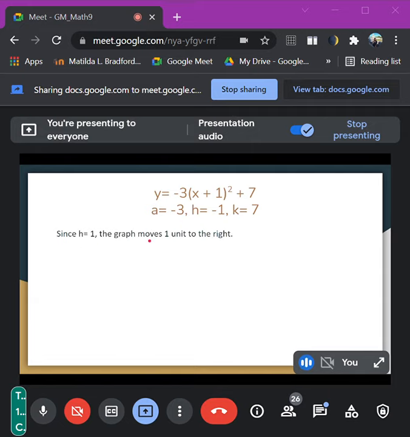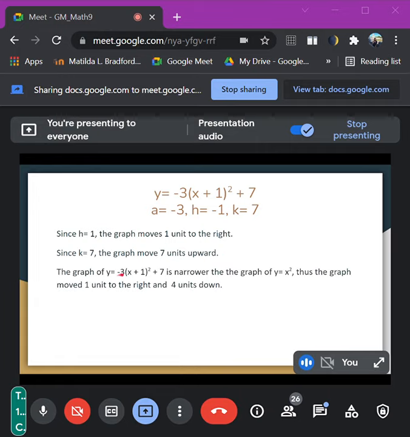Negative 1, the graph moves 1 unit to the left. That was a typo. To the left, because it is negative 1. And then since K is equal to 7, the graph moves 7 units upward. Sorry, it is positive, so upward.